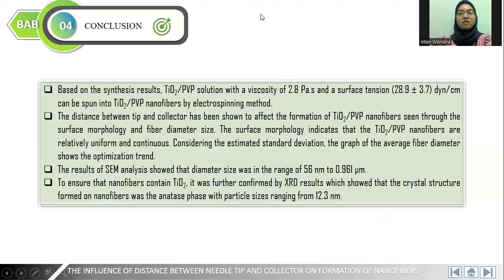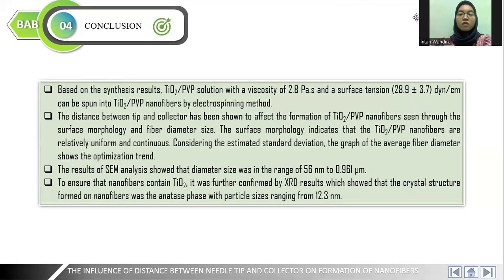And the last part is the conclusion. Based on the synthesis result, a CO2 PVP solution with a viscosity of 2.8 Pascal second and a surface tension of 28.9 plus or minus 3.79 per centimeter can be spun into CO2 PVP nanofibers by the electrospinning method. The distance between tip and collector was studied for its effect on the formation of CO2 PVP nanofibers, seen through the surface morphology and fiber diameter size.